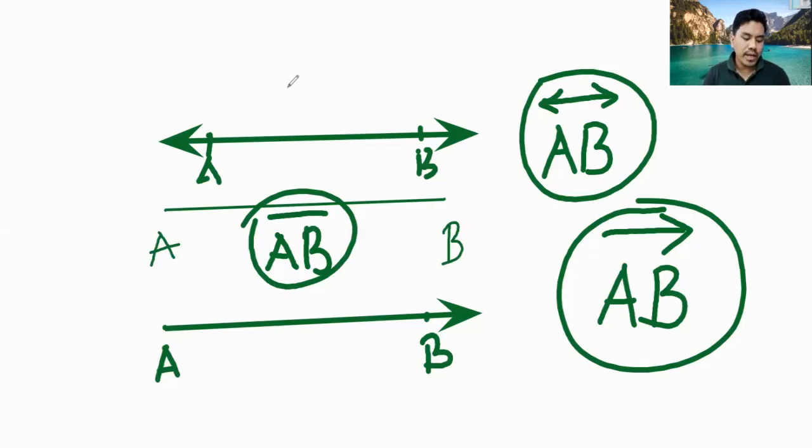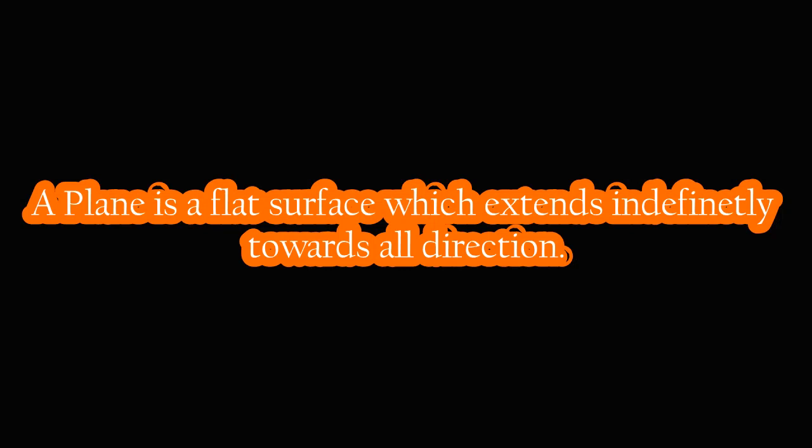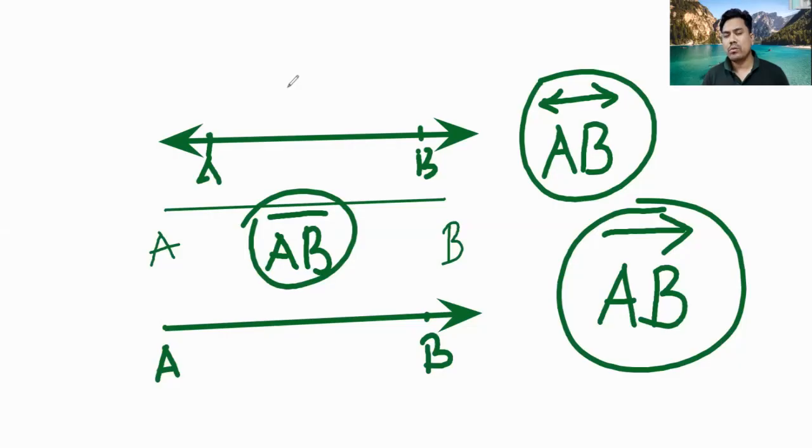So plane, from the definition itself, you'll understand it's a flat surface. It is a flat surface which extends indefinitely in all directions. We have many flat surfaces. A floor is also a flat surface. Does a floor end in a particular direction? No, it will be going towards east, south, north and west. In all directions, it will be spreading. So we can say that a plane is a flat surface which extends in all the directions. Clear?